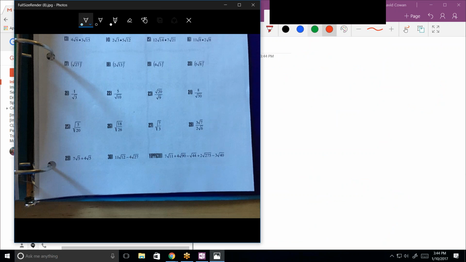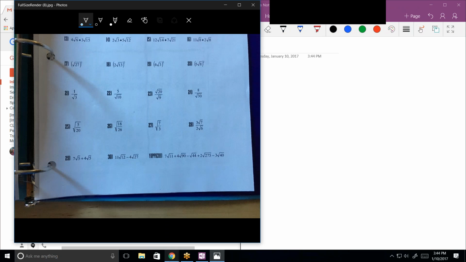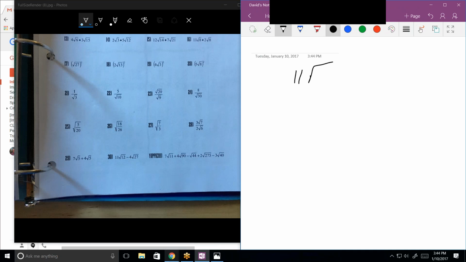Now, this one here is pretty easy. I've got 11 root 8 times 2 root 8. Well, I can do this the first method. First of all, what's root 8 times root 8? It's the square root of 64. It would just be 8. In other words, the square root of x times the square root of x is always x. You didn't need to go to 64. You knew immediately that the square root of 8 times square root of 8 was 8.